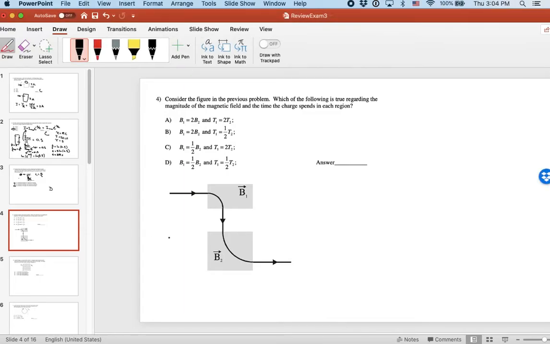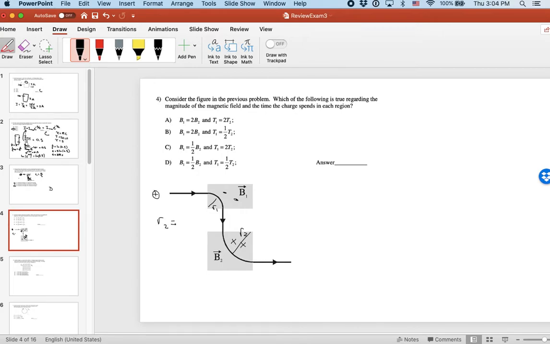Okay, so for this problem, we're looking at this picture again where we have this charged particle right here, and it's moving following the arrow. We know that when a charged particle goes into a magnetic field, this one is out and this magnetic field is in, it displays circular motion. And we know from the problem that this radius is r1 and this radius is r2, and we know that r2 is equal to 2r1.